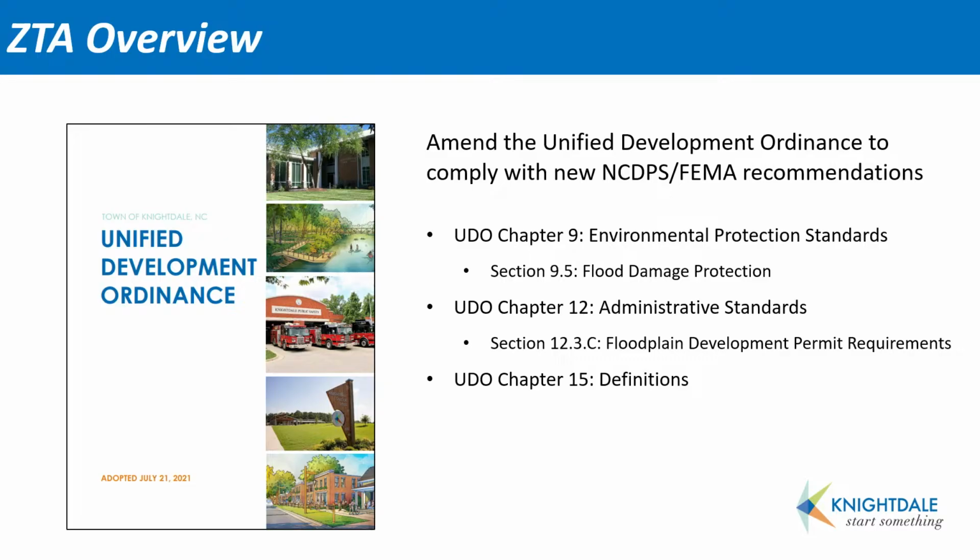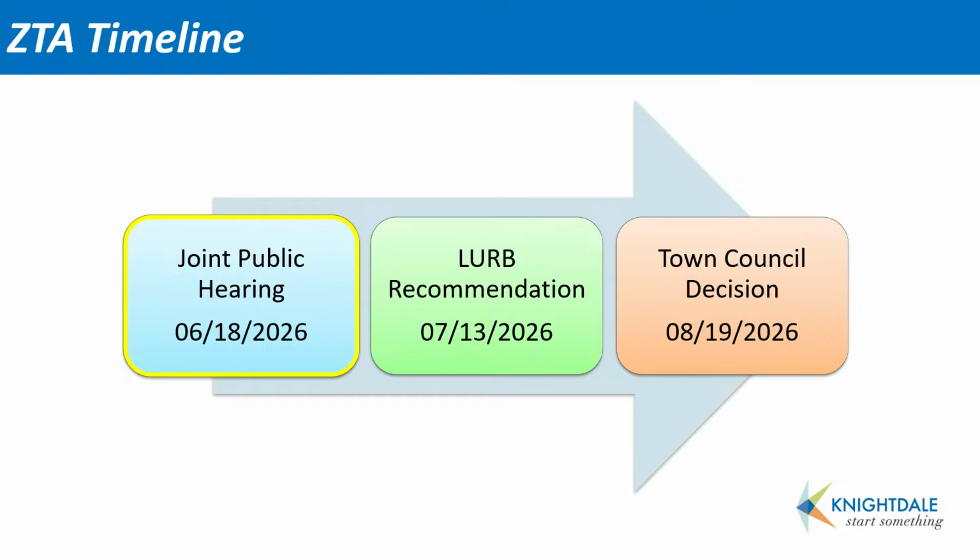Chapter 9, which is our environmental protection standards, that's where our flood damage prevention ordinance is housed. It also affects Chapter 12, our administrative standards. They've standardized some forms that FEMA has for elevation certificates and flood proofing, and then Chapter 15, there's a lot of updates to different definitions of the flood hazard areas. And so tonight is the joint public hearing. This is scheduled to go to the Land Use Review Board in July and back to the Town Council in August for a final decision.